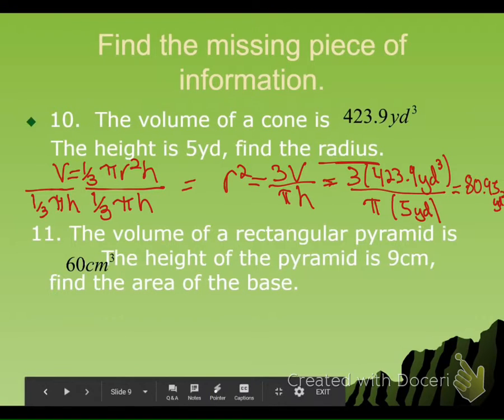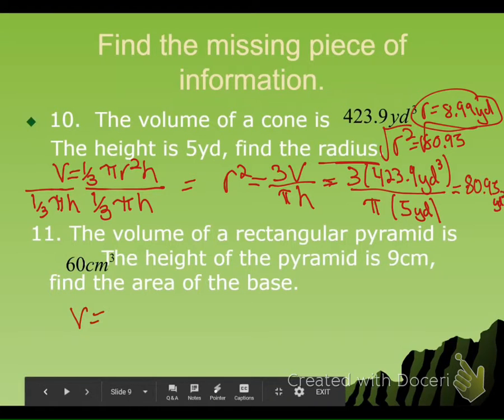So our last part of this is r squared. How do you get that just to be r? What is the inverse operation of a square? Square root. So you're going to square root this number here to get your r. So what is 80.95 square rooted? 8.99. And that's to the first power, so we just put yards.